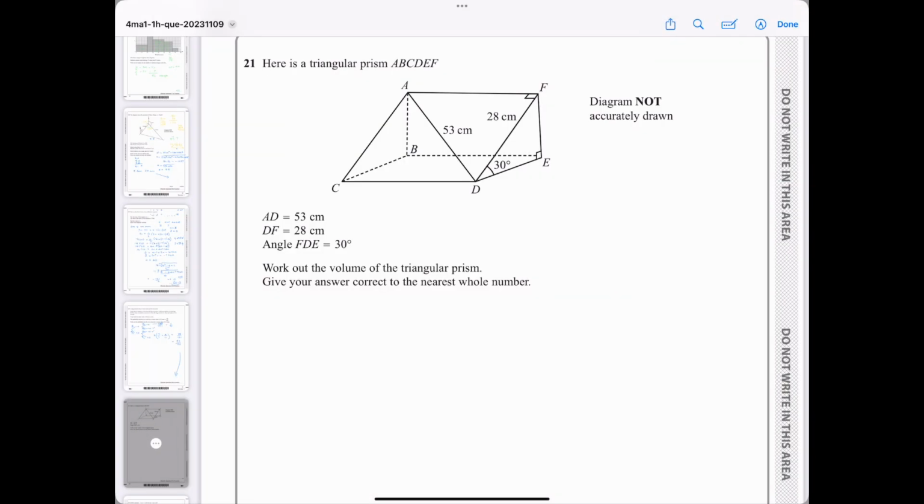Okay, here is a triangular prism, ABCDEF. And we know various things. We know that DF is 28. We know that AD is 53. But we know that the angle FDE is 30. Work out the volume of the triangular prism.